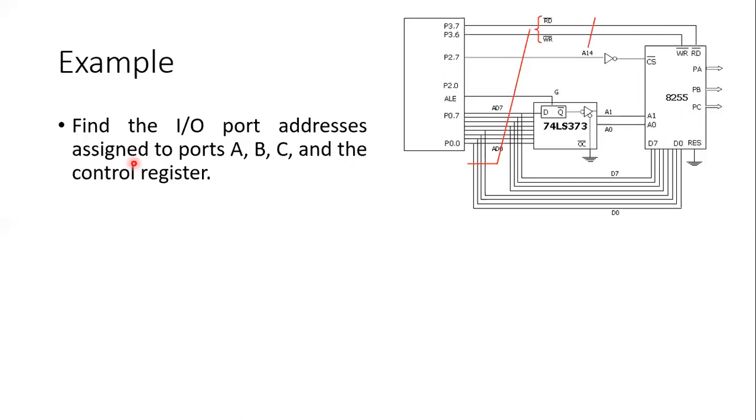So what are the input port addresses assigned to ports A, B and C and the control register? What is being asked here is: you are using a microcontroller, and how many bits of address lines are used? 16-bit address lines are going to be used. So when you use 16-bit address lines, what output does the microcontroller have to produce so that it can select port A, port B, port C and the control register?